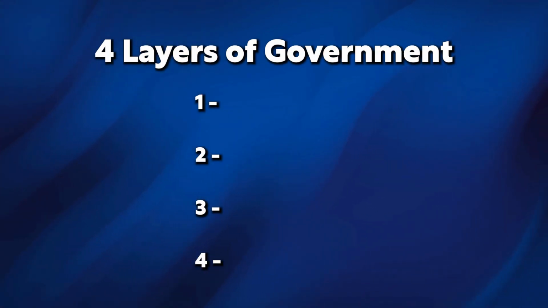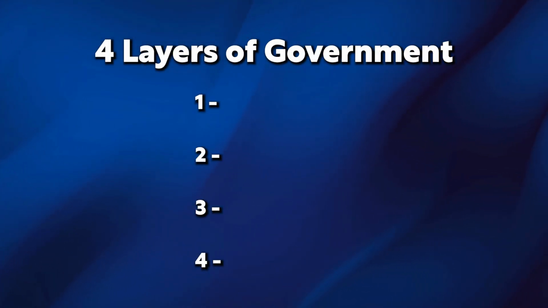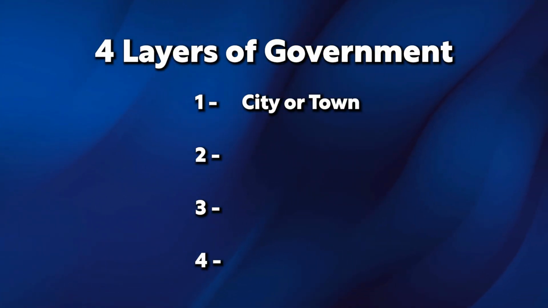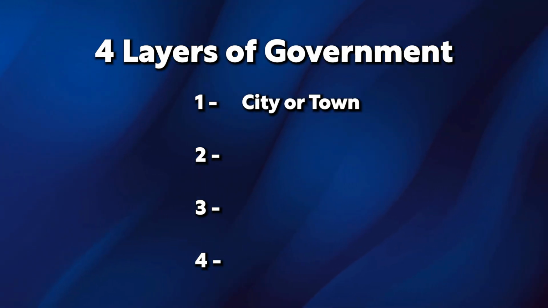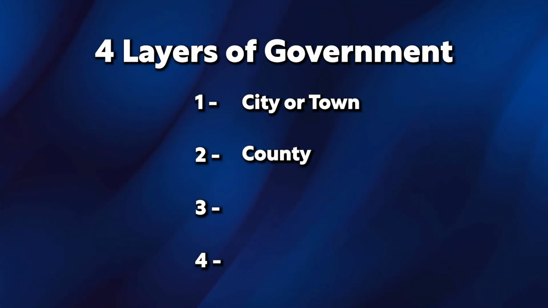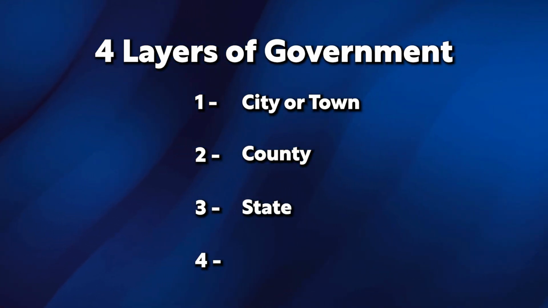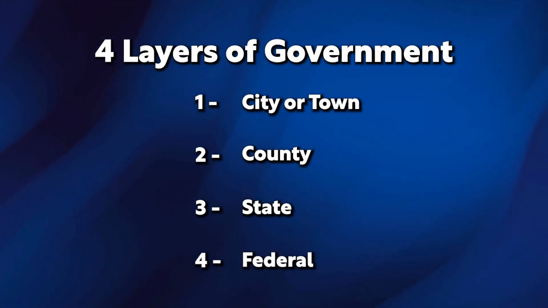How do you first find these government contracts? Well, we need to recognize that there is typically in the United States 4 different layers of government in general. At the first layer, you've got your city, town, your locality. Then you've got your county, which would be number 2. Then you have your state as number 3, and then the federal government as number 4.